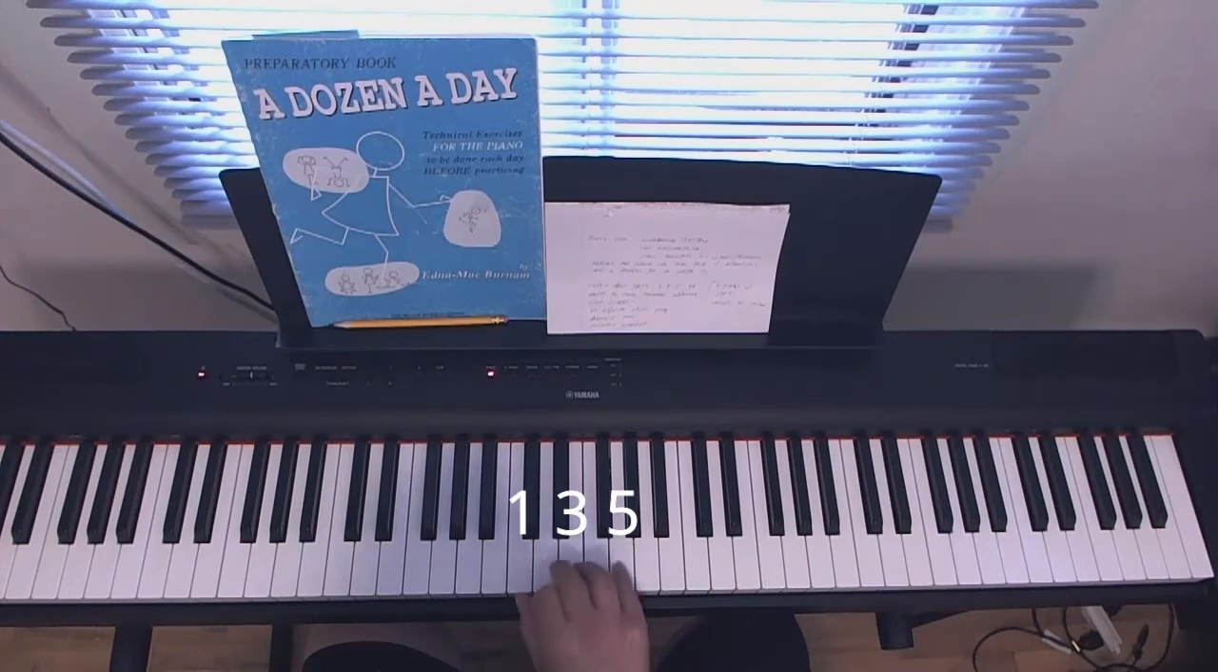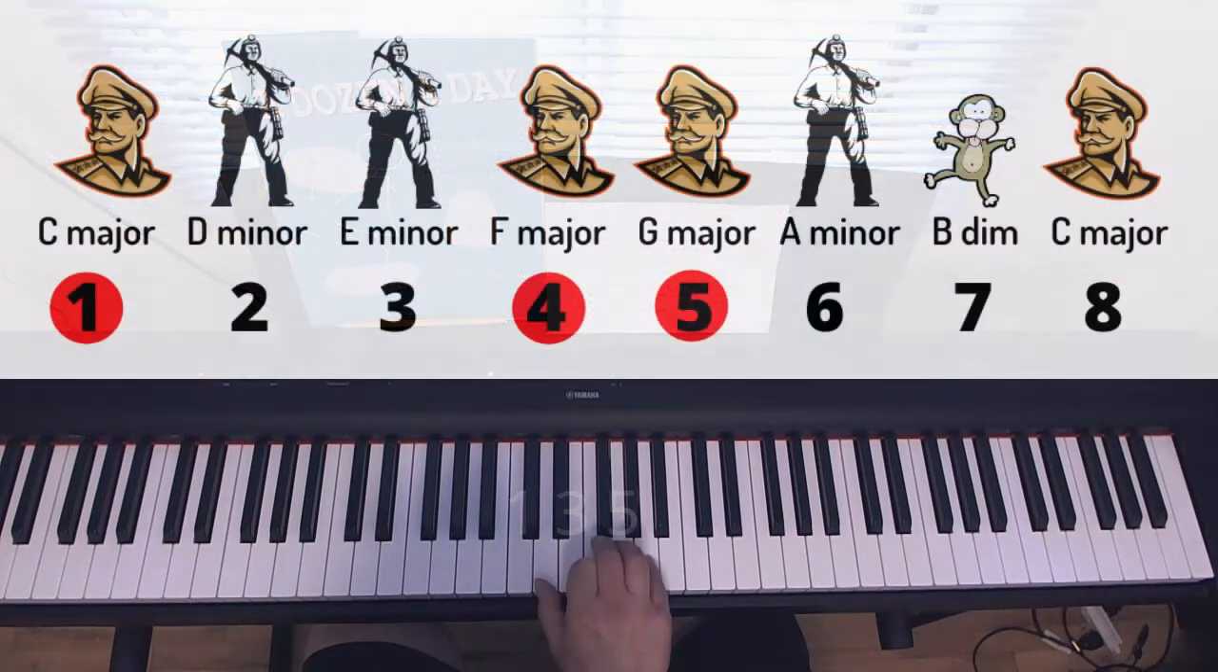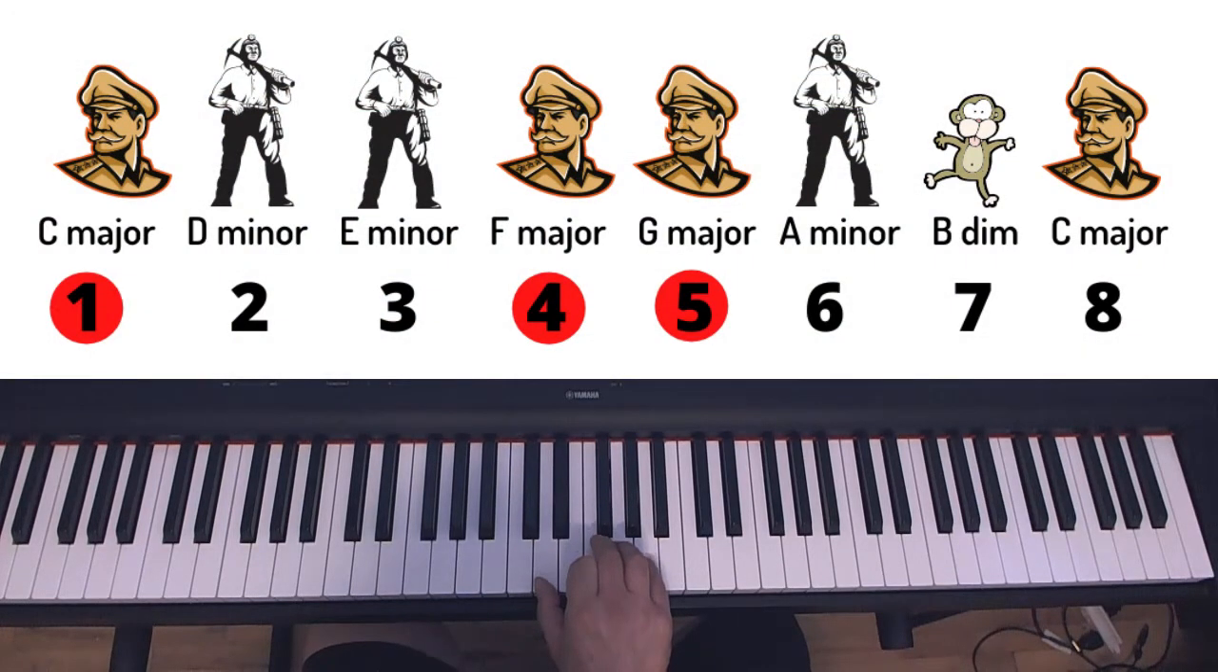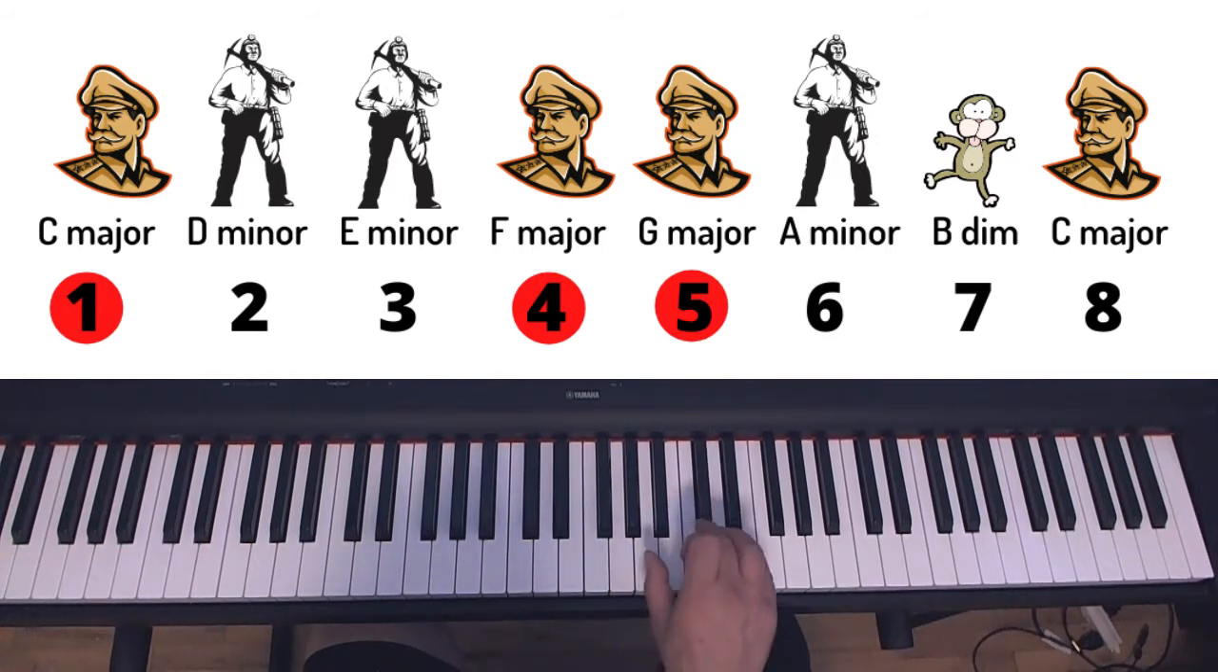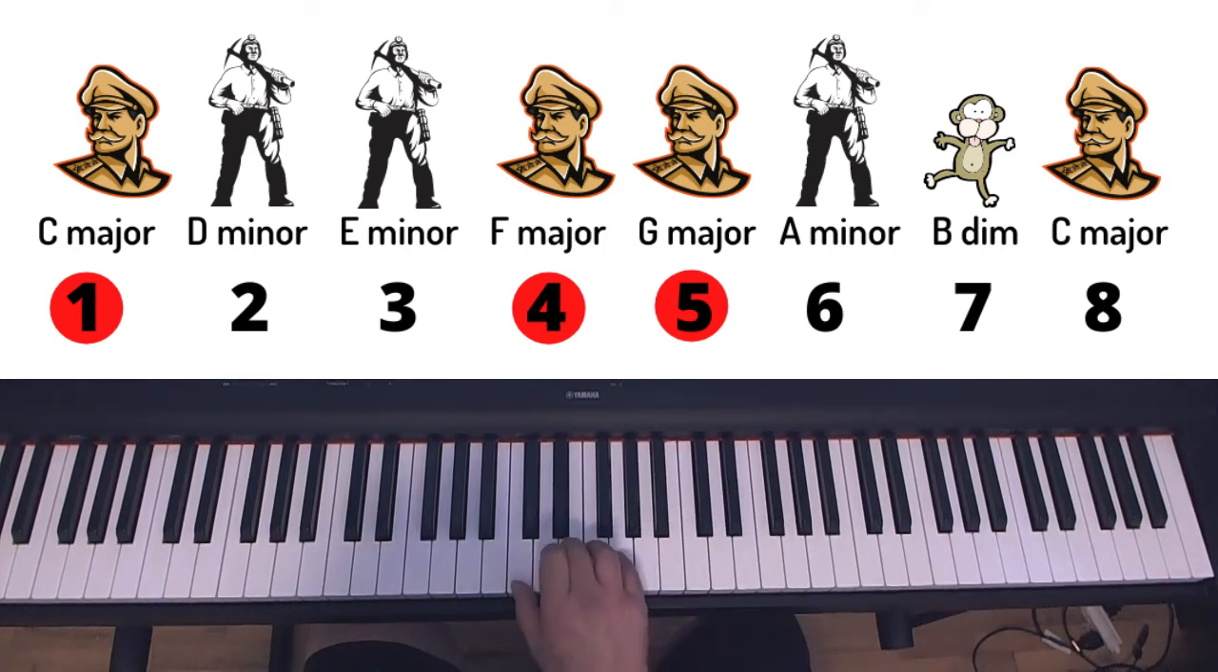If we take this shape, C, and we move it up one note, now our note is D. This is a D minor. We move it up one more note. This is an E minor, okay? And we move it up one more note. This is F. One more note, G. One more note is A. One more note is B diminished. And then we're back to C. So let's do that again.